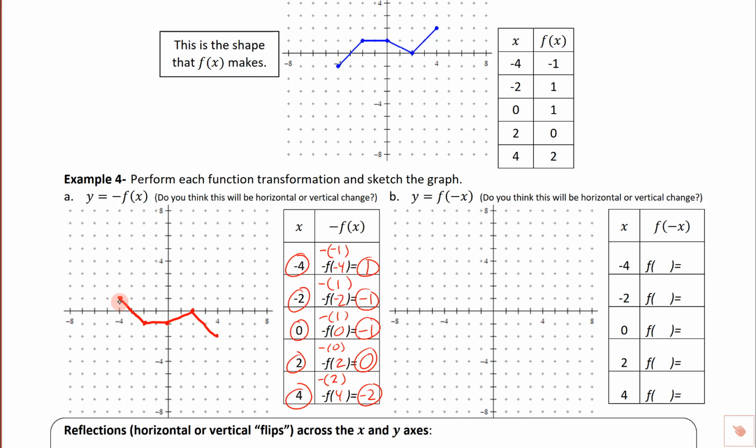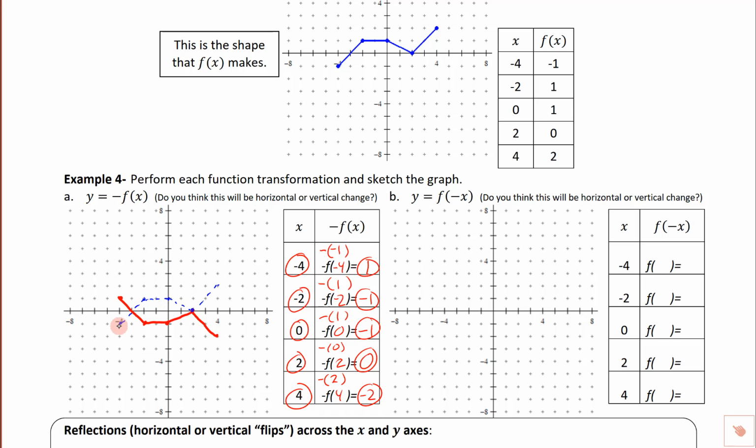Okay, now, well, gosh, it looks kind of like that, but let's see if we can graph that original one and see if we can tell what's going on here. This would be negative 4, negative 1. Negative 2, 1, 0, 1, and then this one was right here, and then we were up there. So this is what the original one looked like.